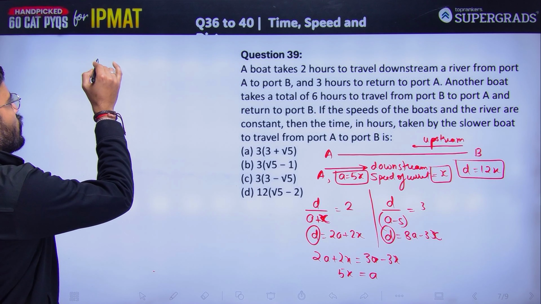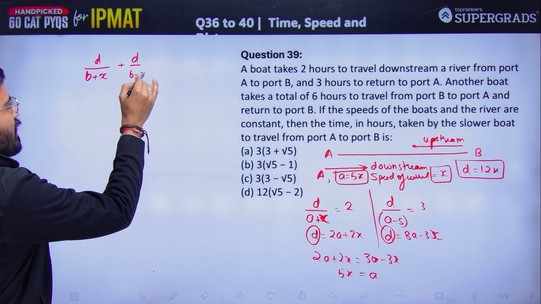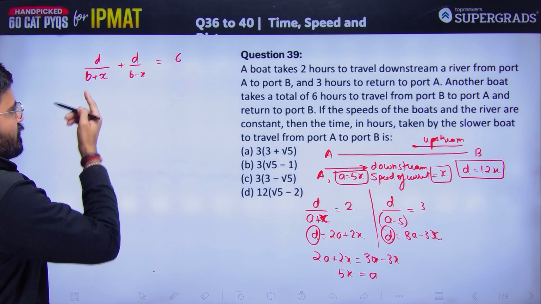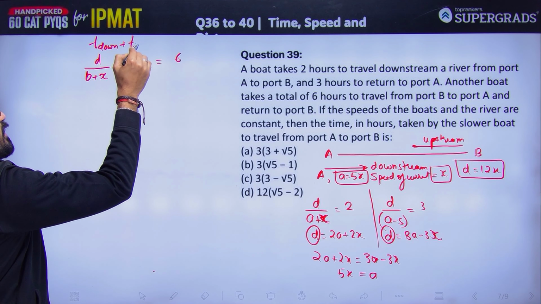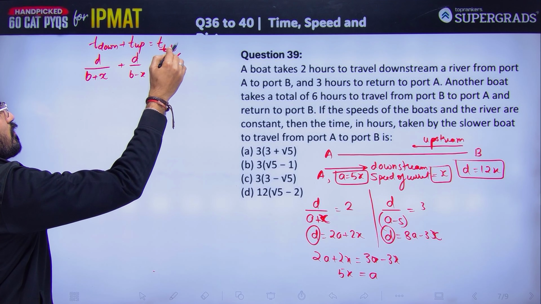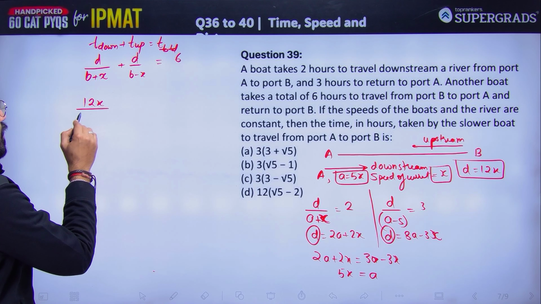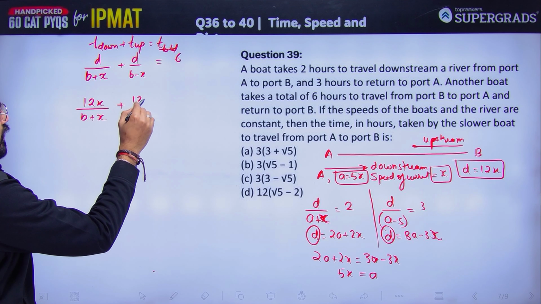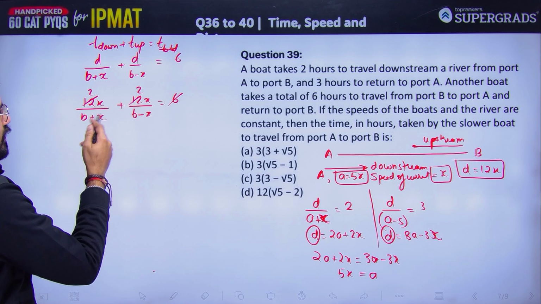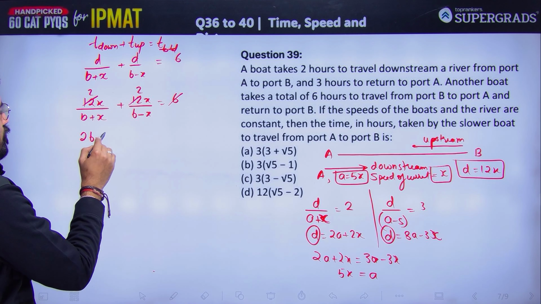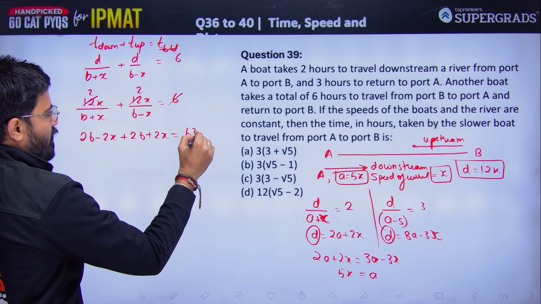मतलब upstream और downstream दोनों कवर कर रहा है, तो distance upon b plus x plus distance upon b minus x is equal to 6 hours. क्योंकि T down plus T up is equal to T total. ये हो गया. डिस्टेंस की वैल्यू क्या निकाली अपन ने? 12x यहां रख देते हैं. 12x upon b plus x plus 12x upon b minus x is equal to 6. 6 से ये कैंसिल 2, 6 से ये कैंसिल 2. इसके अलावा कुछ और कैंसिलेशंस नहीं कर सकते, तो ये बनेगा 2b minus 2x plus 2b plus 2x is equal to b square minus x square.